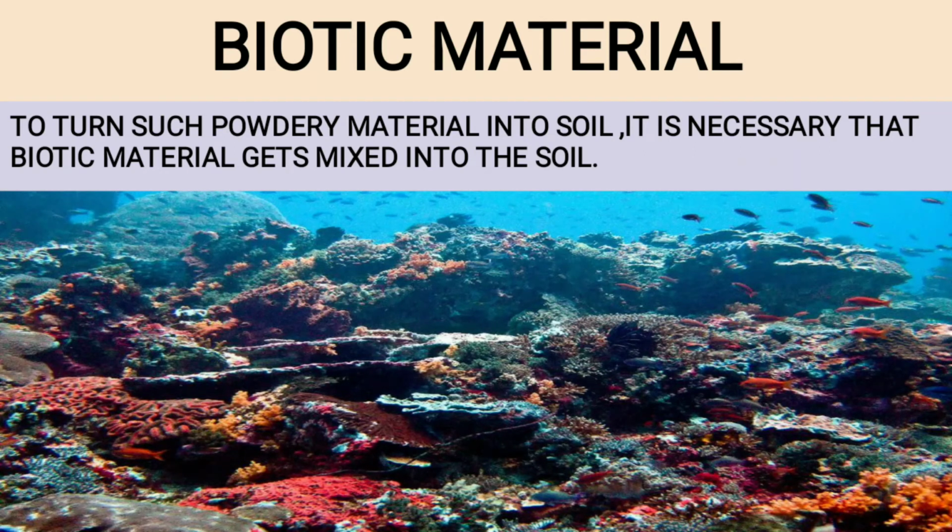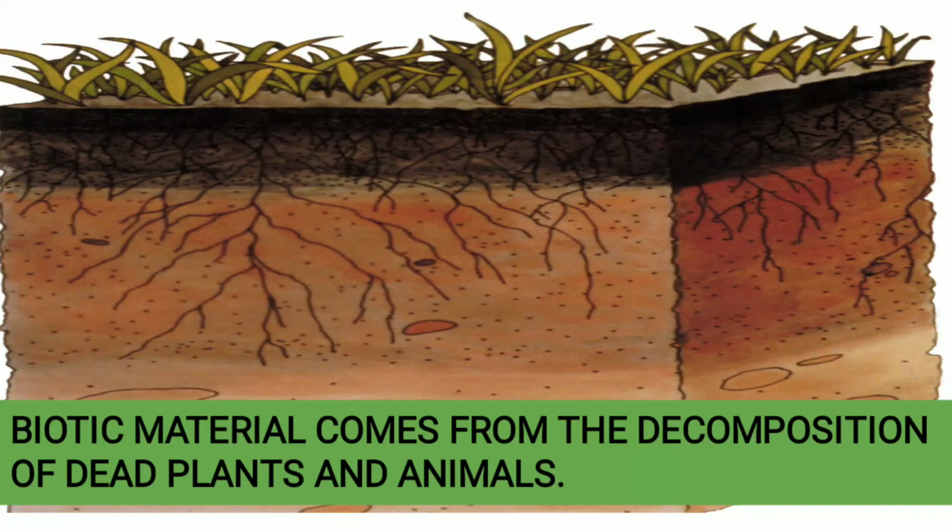Now the next is biotic material. What is biotic material? The living material. This biotic material can be animal waste, human waste, cow waste, or dead animals, dead plants, dry leaves, everything which is falling on the ground. To turn such powdery material into soil, it is necessary that biotic material should get mixed into the soil. For example, you can see over here, biotic material comes from the decomposition, or decaying, of dead plants and animals.